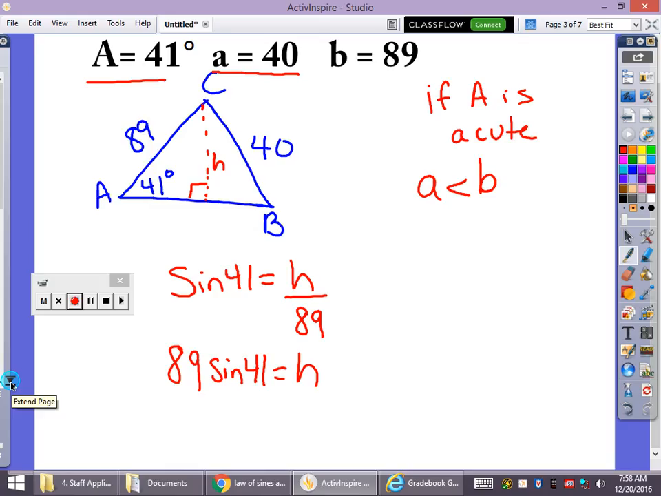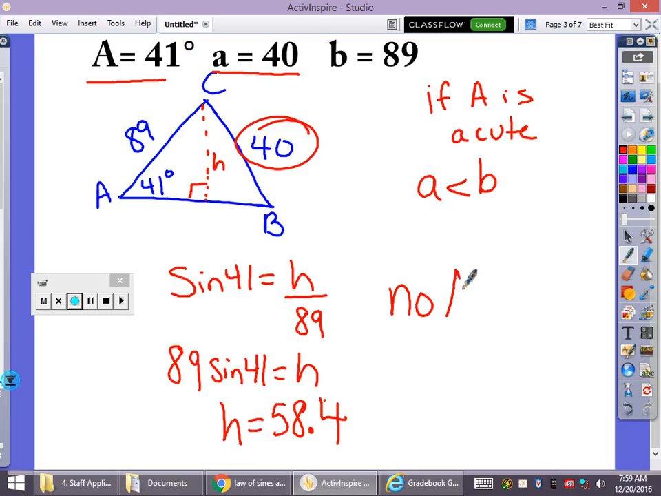Okay, and what did you get? 58.9. Okay, so 0.39, I'm sorry, so we're going to do 58.4. I misheard you, sorry. Now, is H smaller than A? No, because H is not smaller than my A of 40. No triangle exists. And I always spell exists wrong. Sorry.